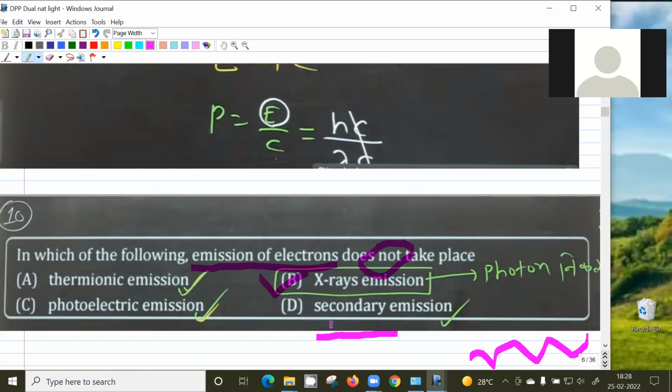The other two emit electrons: thermionic emission by heating, photoelectric by photons. Secondary emission is when an energetic electron hits, it will knock out an electron. So that is called secondary emission. In the photoelectric effect, there is no secondary emission. If the photon has more energy, it will just knock out the electron, and the electron will have a higher initial kinetic energy. But it is not that the higher energy will knock out another electron. That is called secondary emission. X-ray emission is just emission of an electromagnetic wave, which has nothing to do with that.